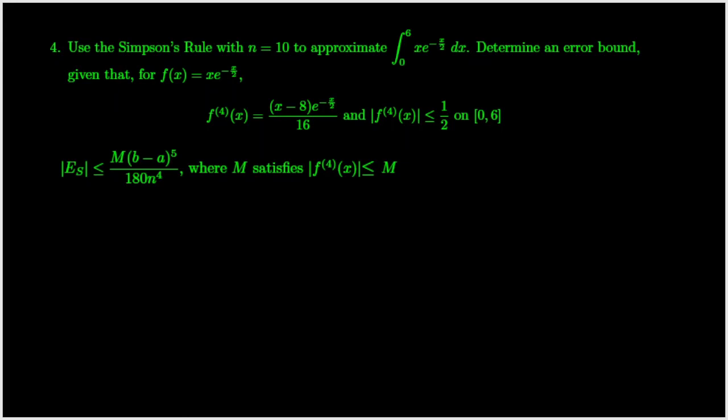Now question number 4. The question has two parts. The first part is to use Simpson's rule with n value of 10 to approximate the same integral. The second part is to estimate the error using that formula.